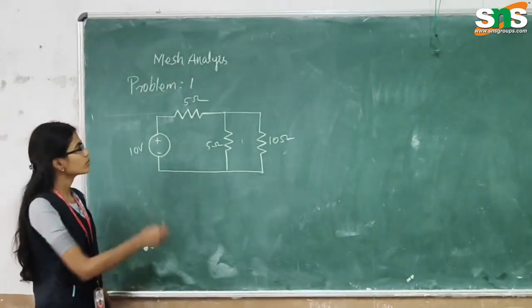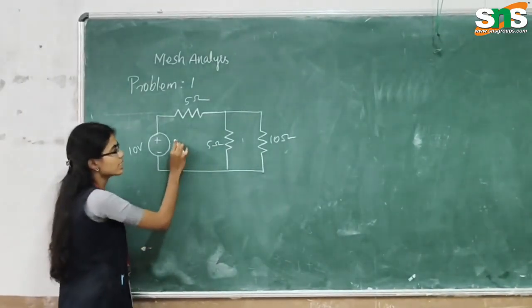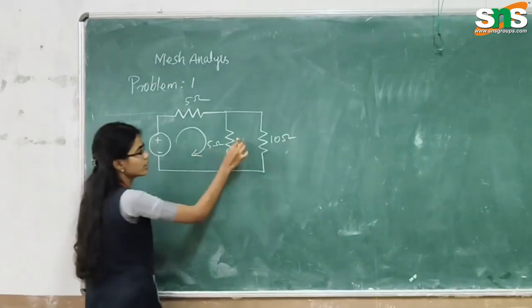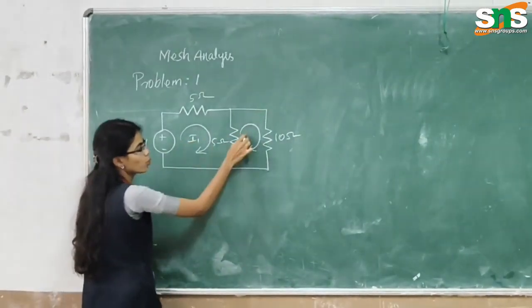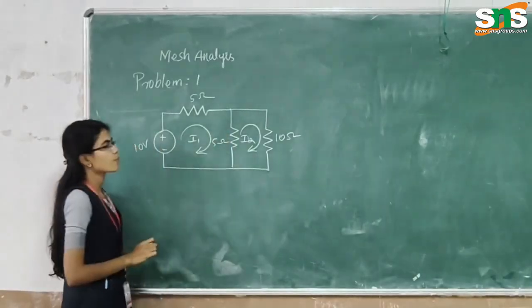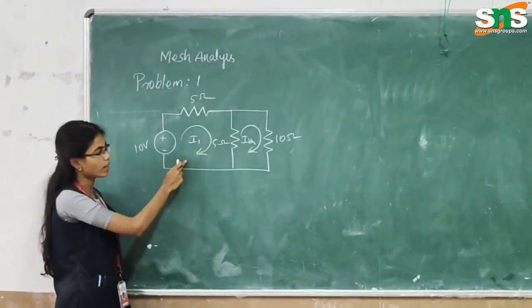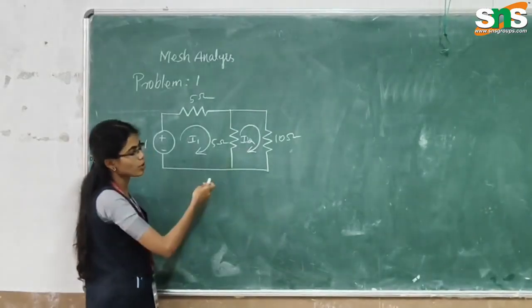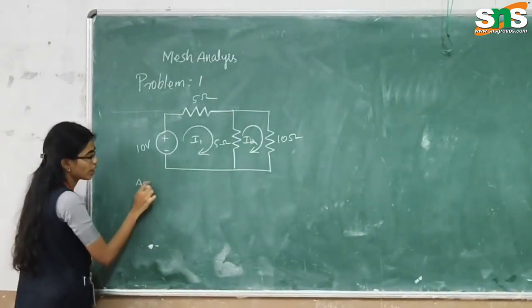Here this mesh analysis problem consists of two loops. Consider this loop as loop 1 and this as loop 2. Loop 1 is identified as I1 and loop 2 is identified as I2. Here we have a voltage source of 10 volt in loop 1 and there is no voltage source across the second loop. Firstly, we have to apply KVL.